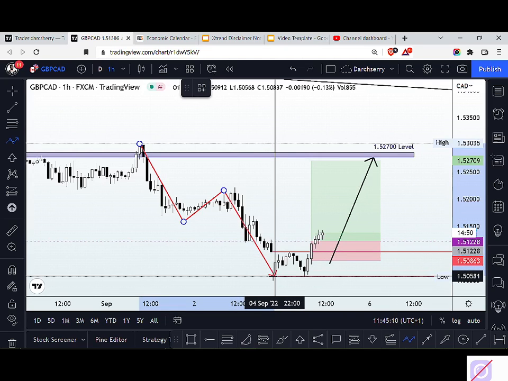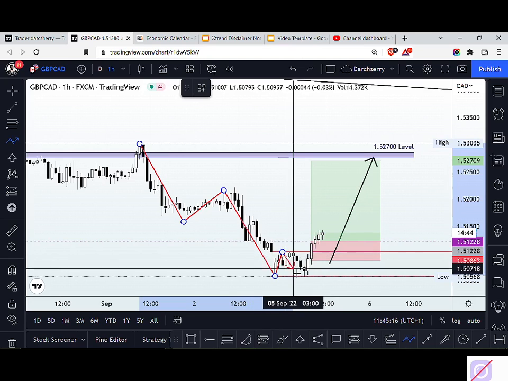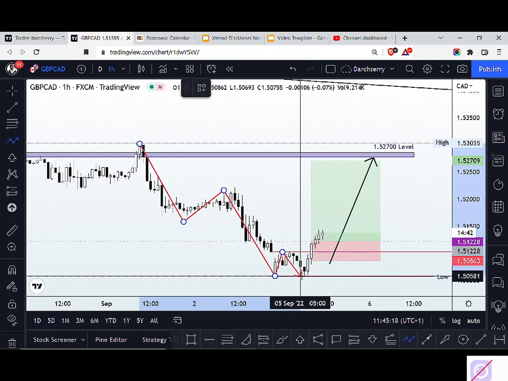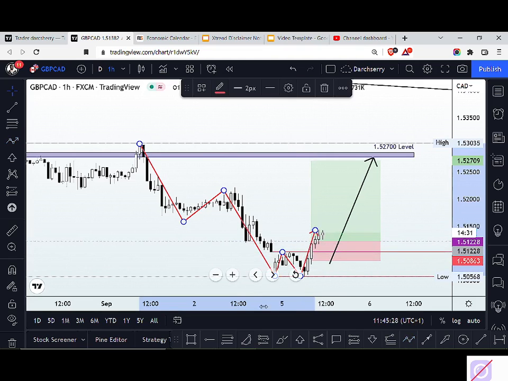We saw a rejection of that level. We saw bullish momentum since the beginning of the week into the 1.5100 area. Price came back again into the 1.5050 area, rejected it one more time, and then we had a breakout of the 1.5100 level at this point.